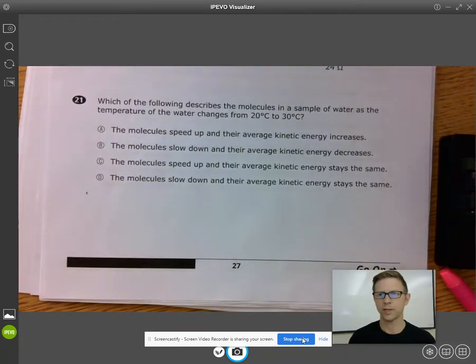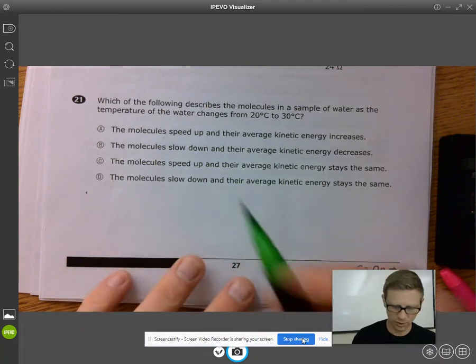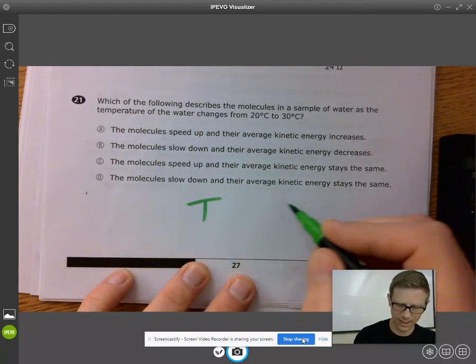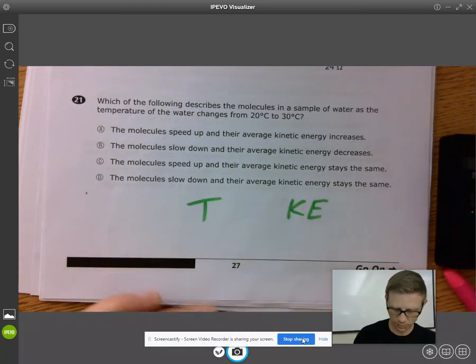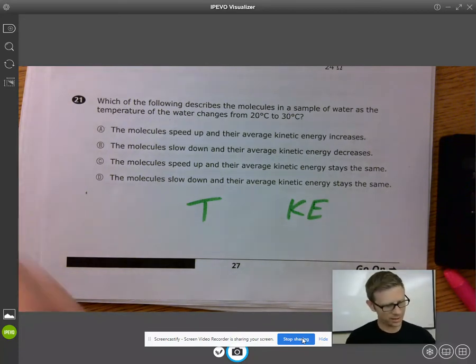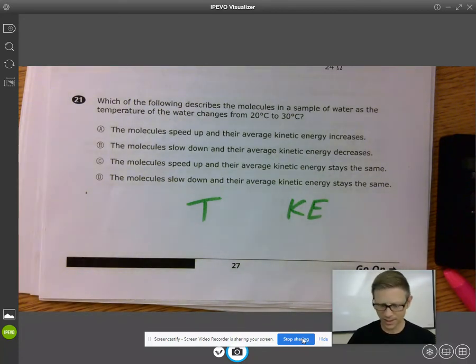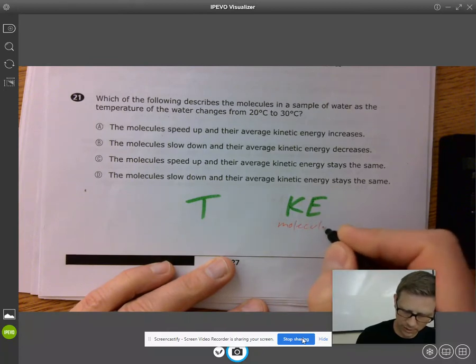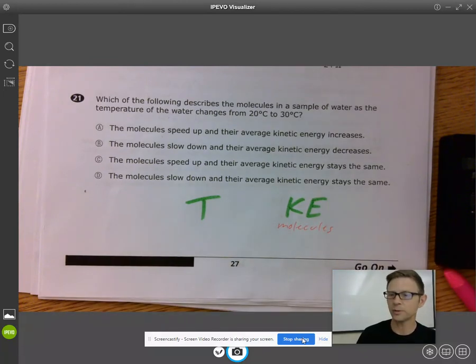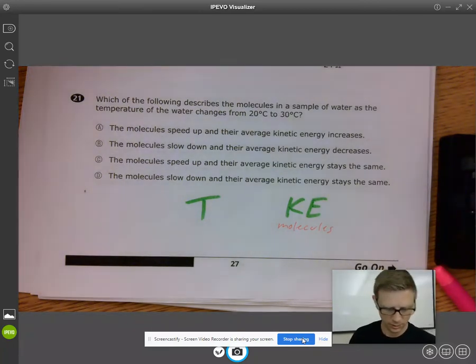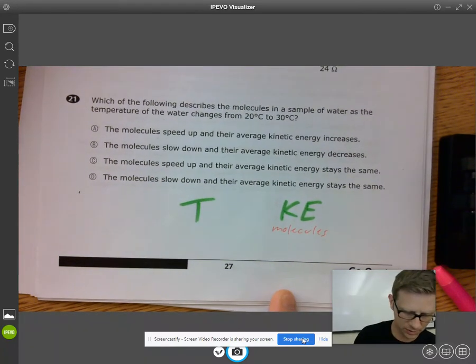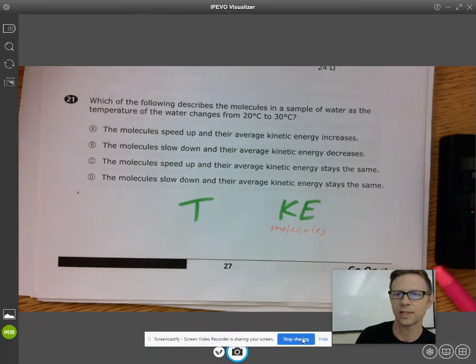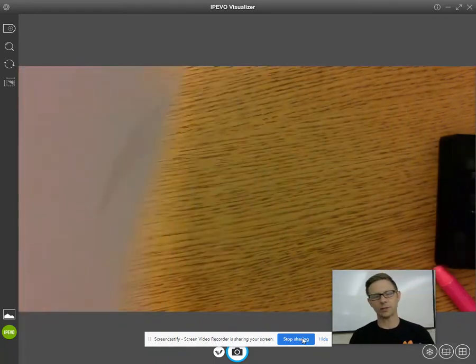21, quick and easy. Remember the relationship between temperature and kinetic energy. But remember, it's the temperature and it's the kinetic energy, but it's the kinetic energy of molecules, not the entire object. Thermal energy is also kinetic energy of molecules. So that's clearly telling you that the answer choice is A, because that's the only one that mentions an increase.